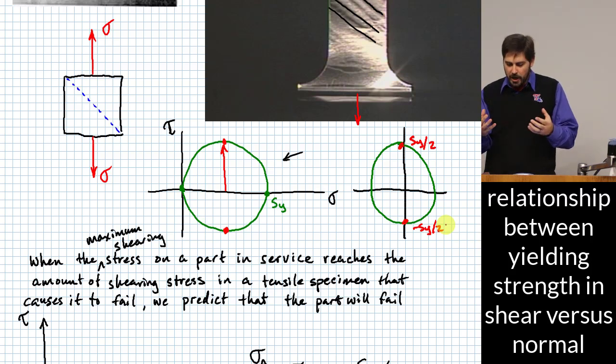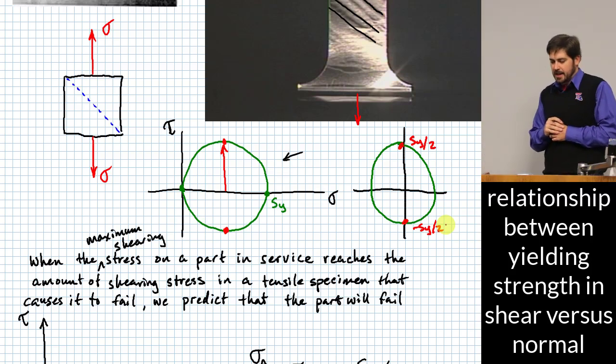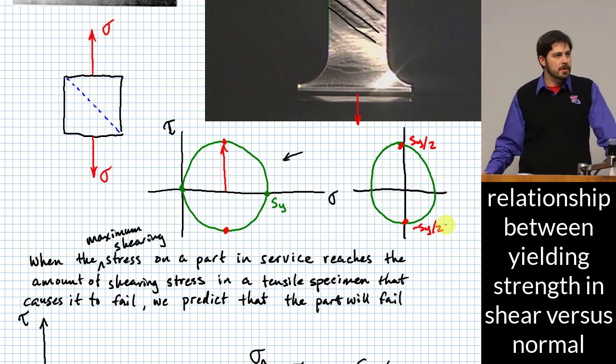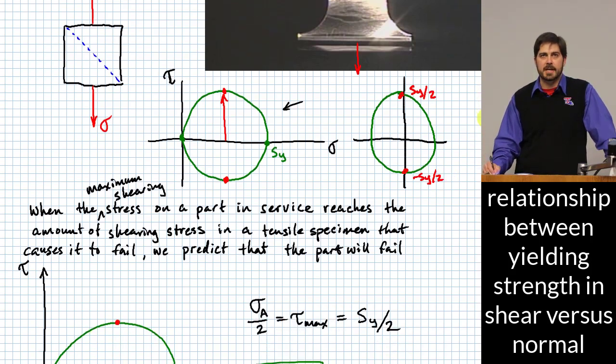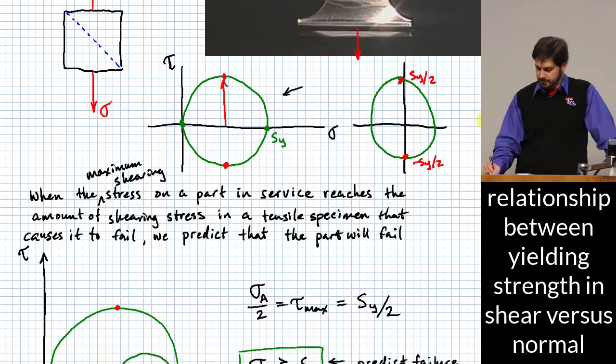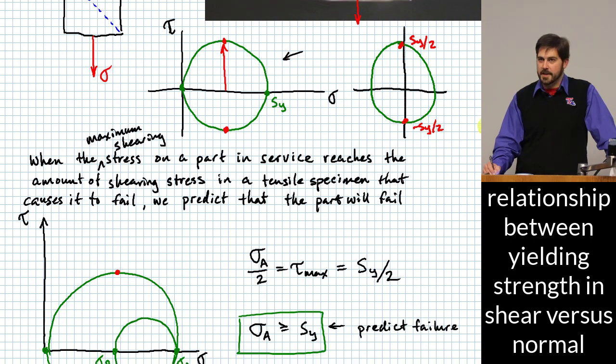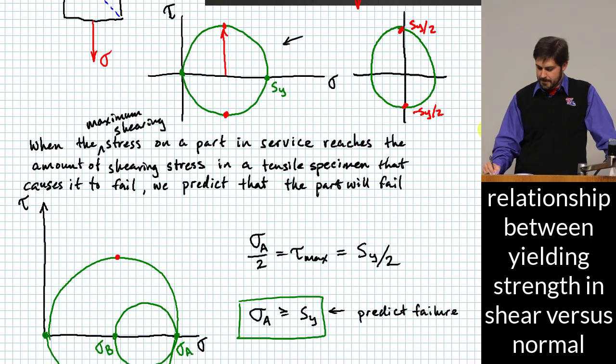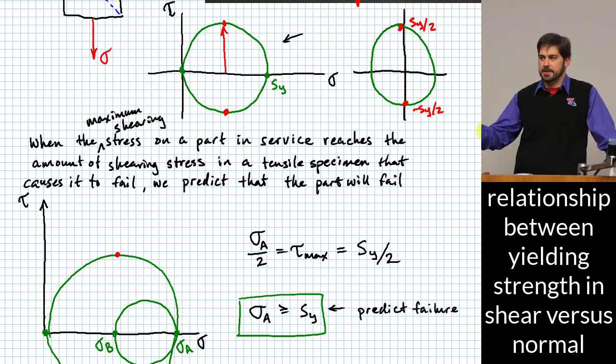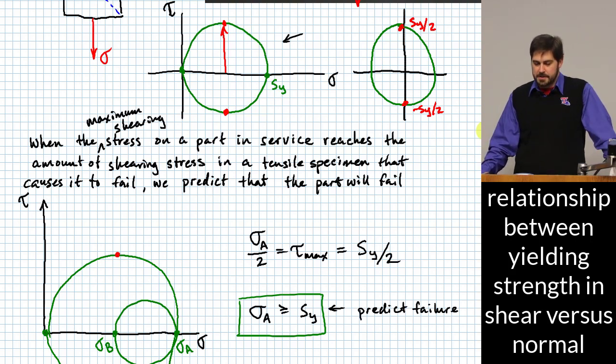So this is where we came up with this idea that we can take S sub y over 2 as a reasonable estimation of the shearing yielding strength if you don't have it given in a table, for instance. Yielding strength in shear is not the same thing as S sub y, which is the yielding strength in the normal orientation. If you don't have it in a shearing orientation, but you have it in the normal orientation, you can figure out what it is using that.